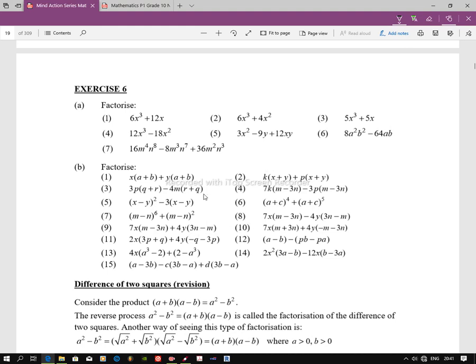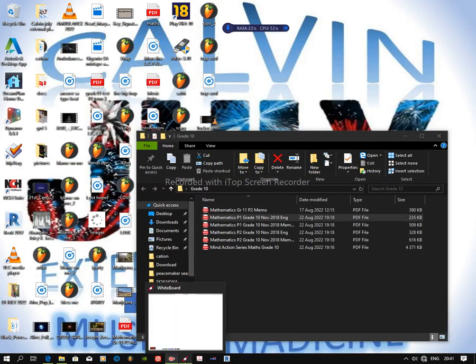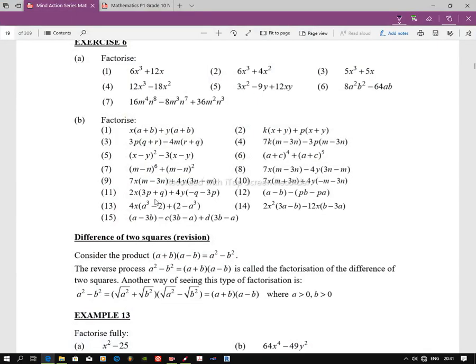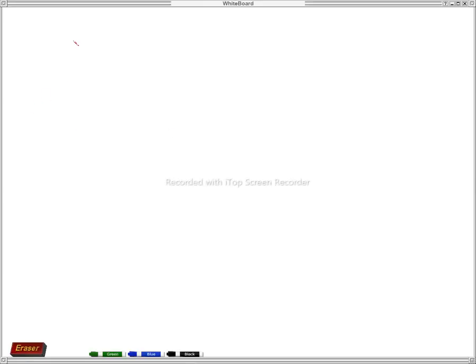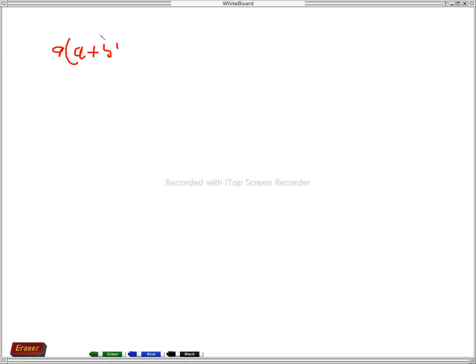Let's proceed to the next example. We look at B now. Factorize is also factorize. I take number 1. Let's look at number 1. It is a plus b, times y, plus a plus b, that is, a plus b, plus y, a plus b.